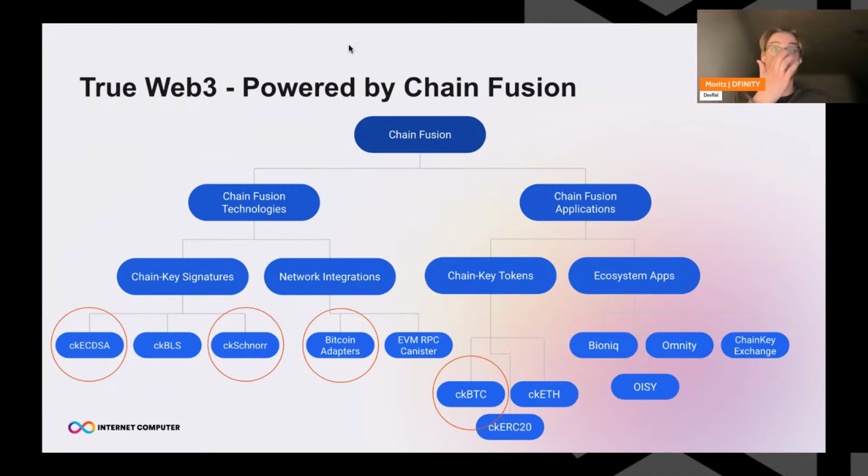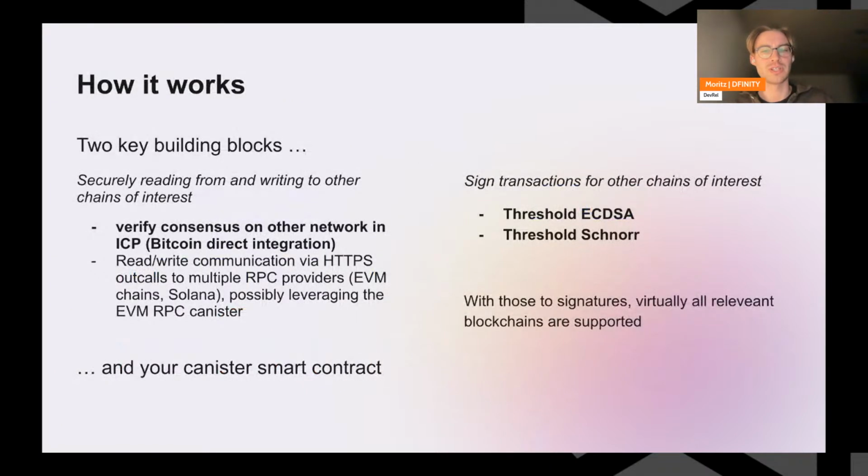So we're not focusing on all of this. We are basically focusing on chain key ECDSA signatures and chain key Schnorr signatures, the Bitcoin adapter, and then also on ckBTC. This is also the order of the presentations, I think, at least. Yeah, I think first we talk about signatures, the adapter, and then ckBTC, and that should be correct.